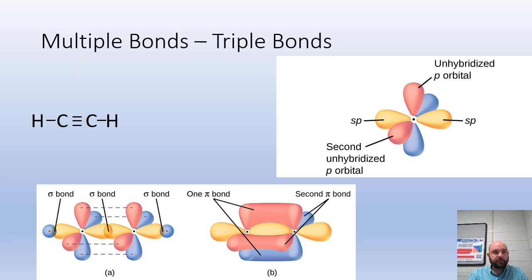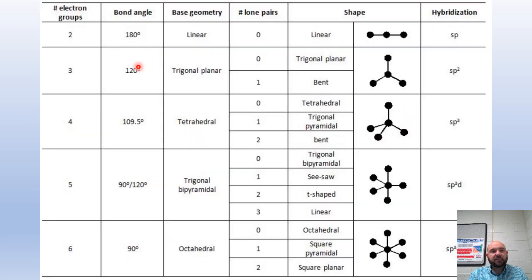If you can identify how many regions of electron density are around the central atom, then you can easily consult this chart and determine what the hybridization of that central atom is. Simply determine how many electron groups are around that central atom, and then look over here and you will be able to determine what orbitals it used to hybridize in order to form that structure.